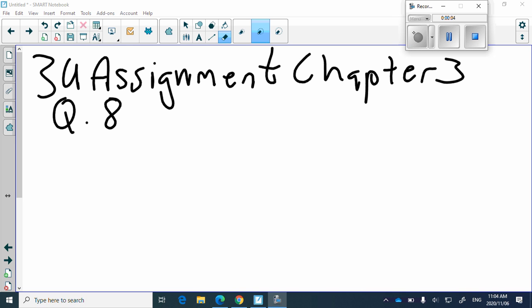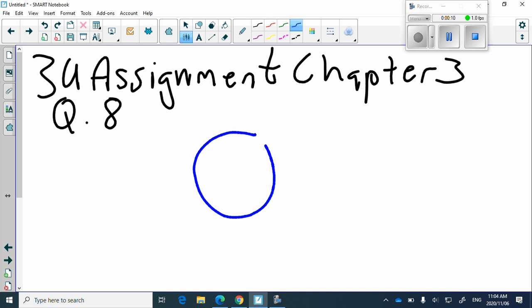Okay, kids, before we answer this question, let's take a look at this. This is the Earth, and this is an object on the surface of the Earth. I'm going to call that object M1. Now, I want to calculate the force of gravity on this object.